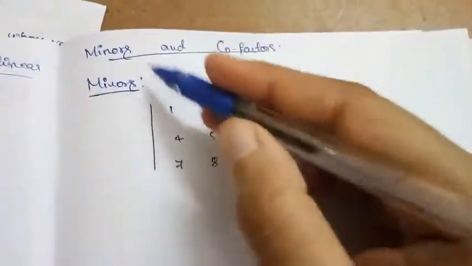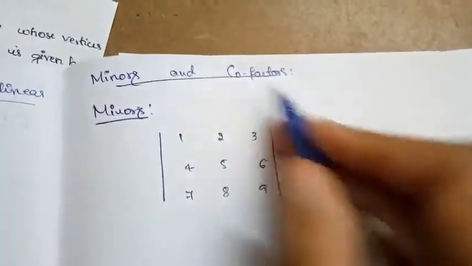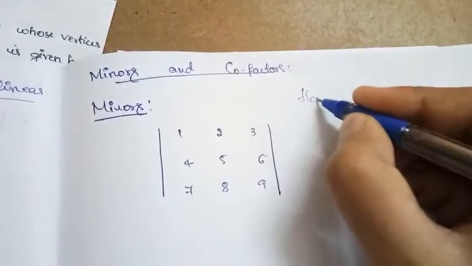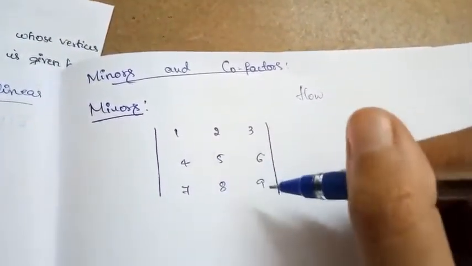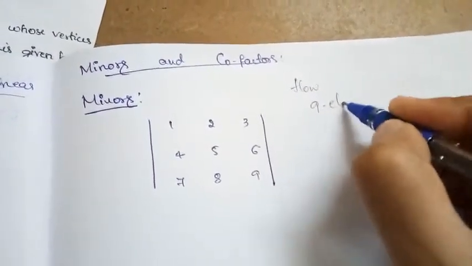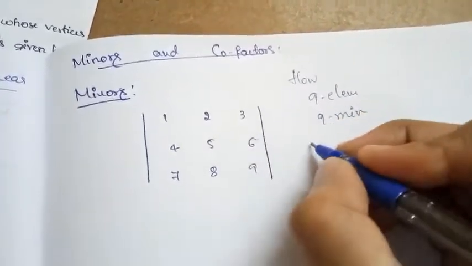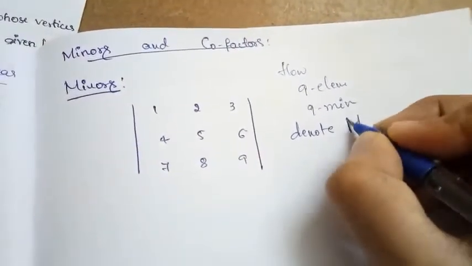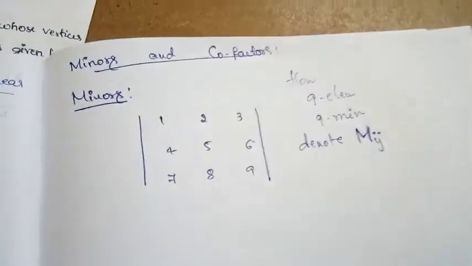So let us first go with what these minors are. If we have a determinant, how many minors are possible? That many elements as are there, that many minors are there in the determinant. So how many elements are there? Here there are 9 elements. So here we are going to get 9 minors, and we denote the minors by capital letter M with i and j, where i represents the ith row, j represents the jth column.